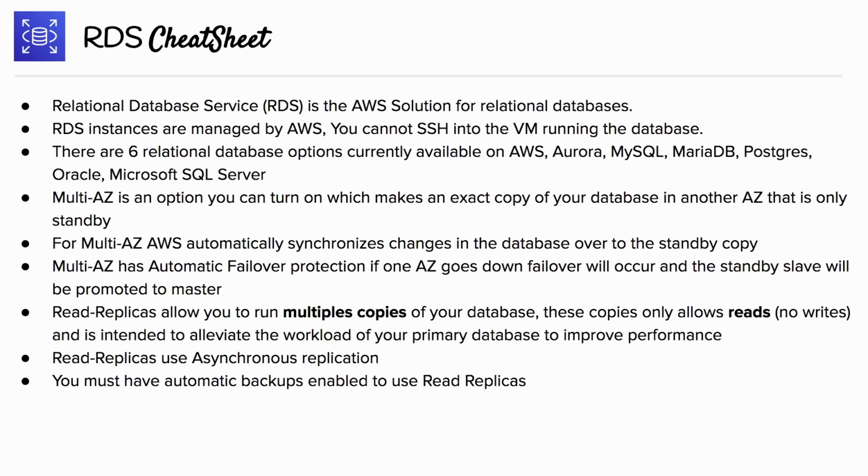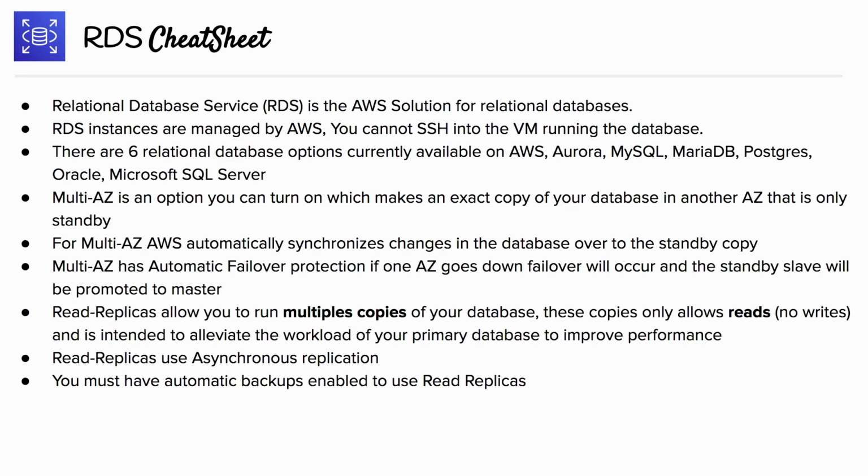So RDS is a relational database service, and it's AWS's solution for relational databases. RDS instances are managed by AWS, so you cannot SSH into the VM running the database. There are 6 relational database options currently available. So we have Aurora, MySQL, MariaDB, Postgres, Oracle, and Microsoft SQL Server.